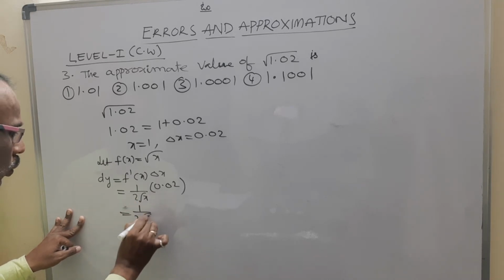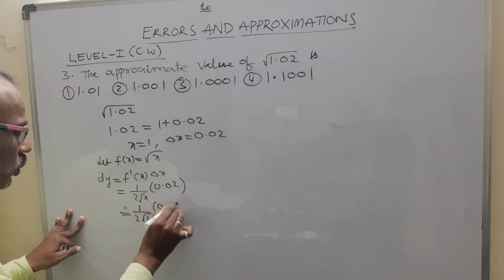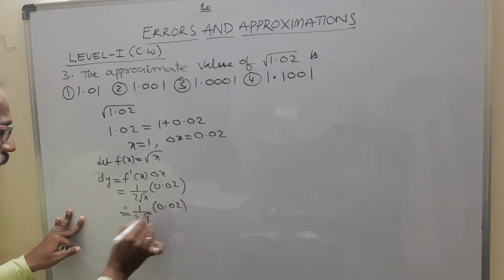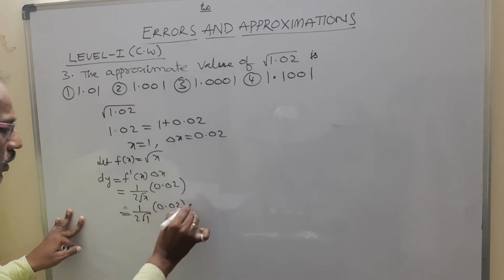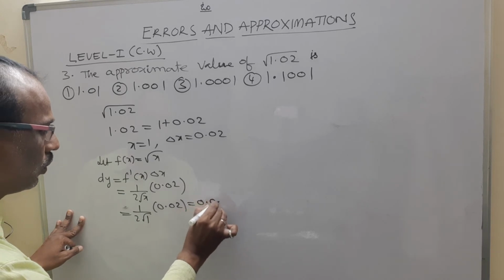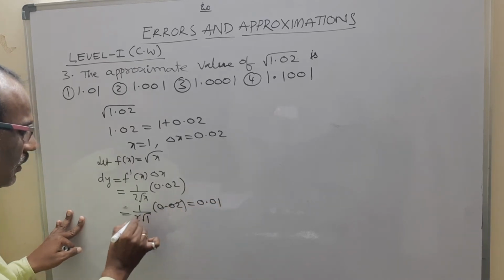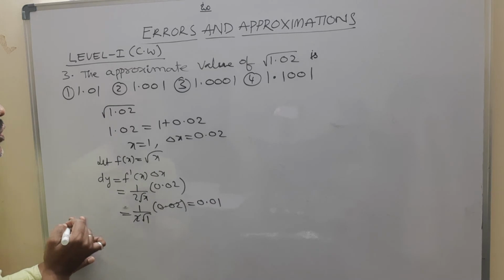1 by 2 into root 1, 0.02. Root 1 value is 1. 0.02 by 2, that value is equal to 0.01. Cancelled, that value is equal to 0.01.